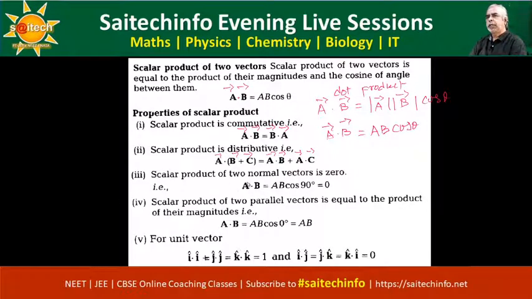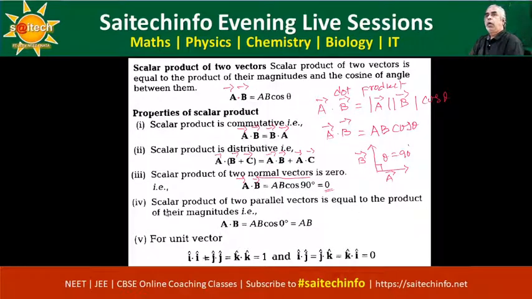Now the scalar product of two normal vectors. When they are normal, what does it mean? Vector A and vector B have an angle between them of 90 degrees. For example, this is vector A and this is vector B, and the angle between them is theta. So theta is equal to 90 degrees, which means we have to put cos 90. We know cos 90 is equal to 0. Therefore, the scalar product of two normal vectors always leads to 0.